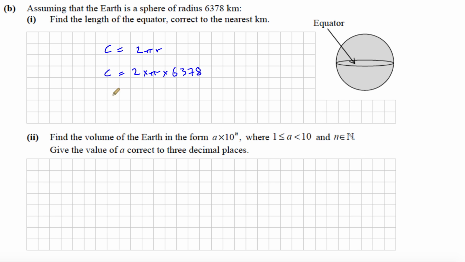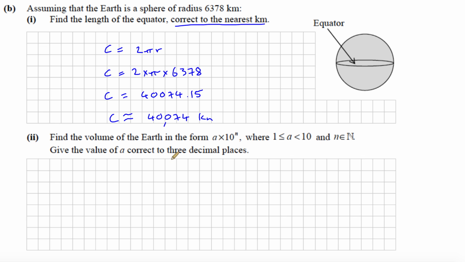So that's going to be equal to 2 times pi times the radius, which is 6,378. And when we put that in the calculator, we get 40,074.15. And they want it correct to the nearest kilometer. So that's going to be equal to 40,074 kilometers.